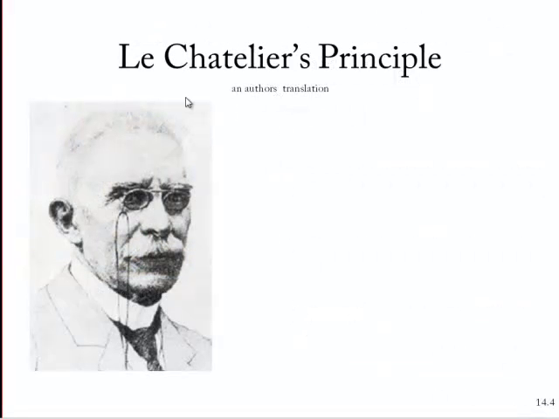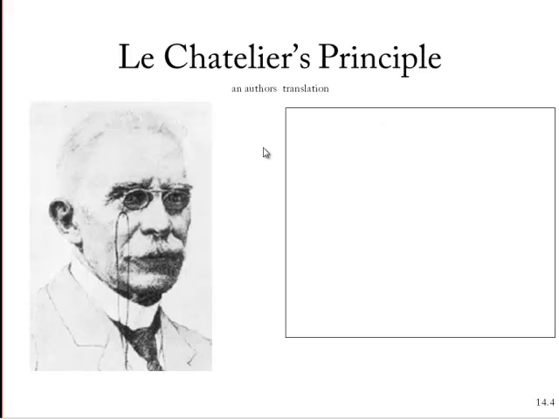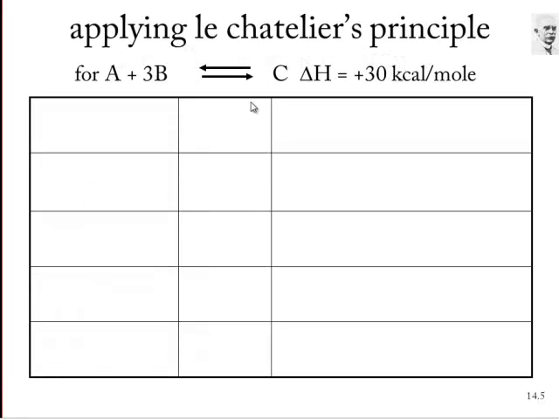Okay, Henri Le Chatelier. He stated, and we're going to make a heavy translation here to make it more understandable to the average student: equilibrium can be adjusted by changing concentration, temperature, or pressure. Those are the three things that he focused on for ways to adjust equilibrium. And they're things that people do out in the world all the time, and they tend to work pretty well. Let's teach this by example.